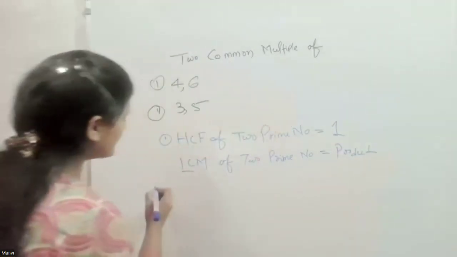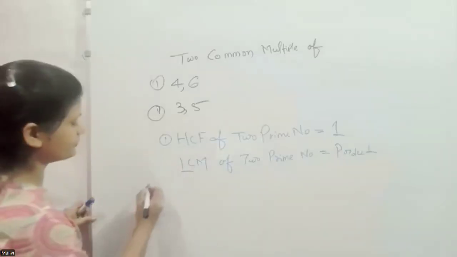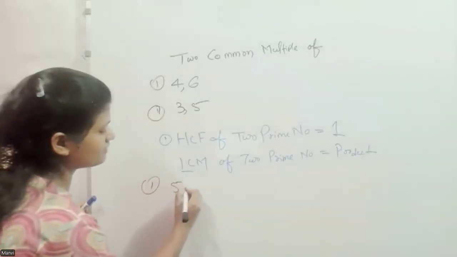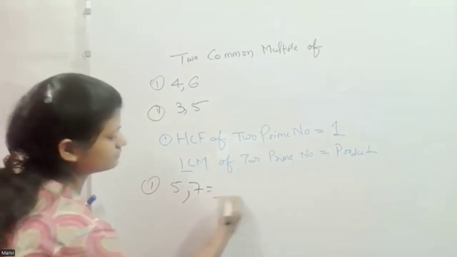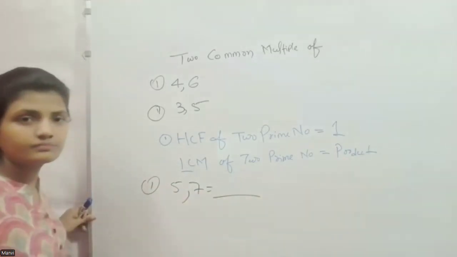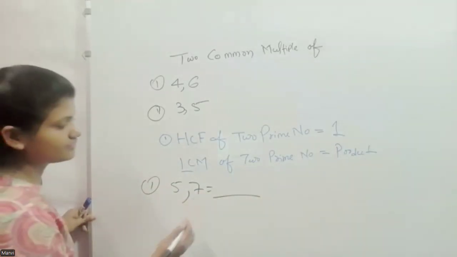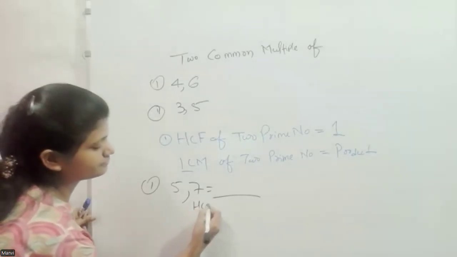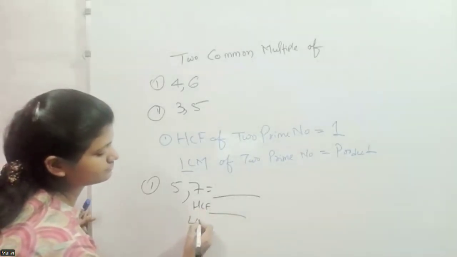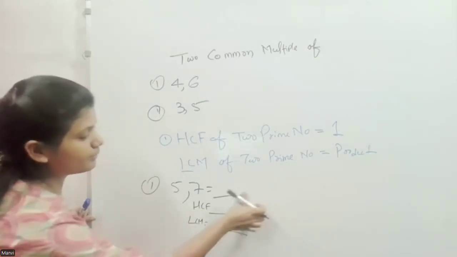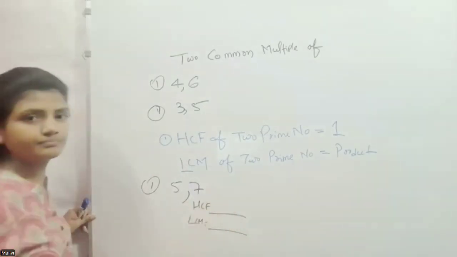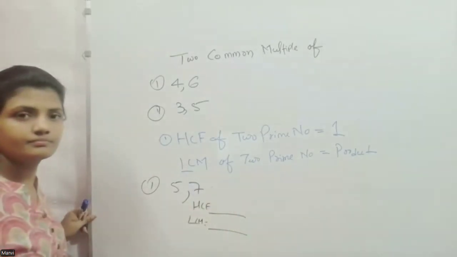So what is the HCF of 5 and 7? It's 1. And what about the LCM? 35.